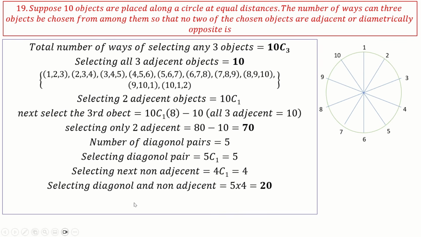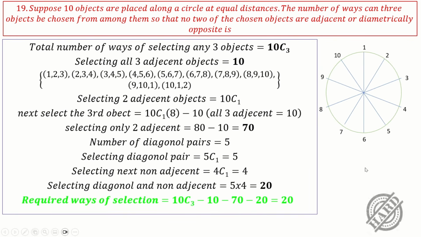Okay, so all these three I should subtract from this one. So required ways of selection is nothing but 10C3 minus 10 minus 70 minus 20, which is 120 minus 100, so 20 is the answer. Okay, next. Yeah, this is definitely a hard problem. You need to understand multiple conditions here, right? Next.